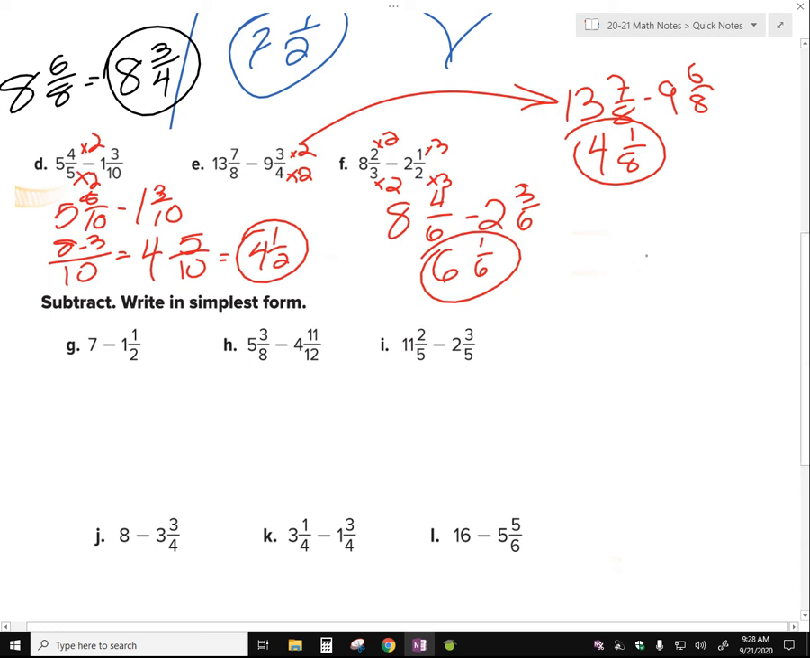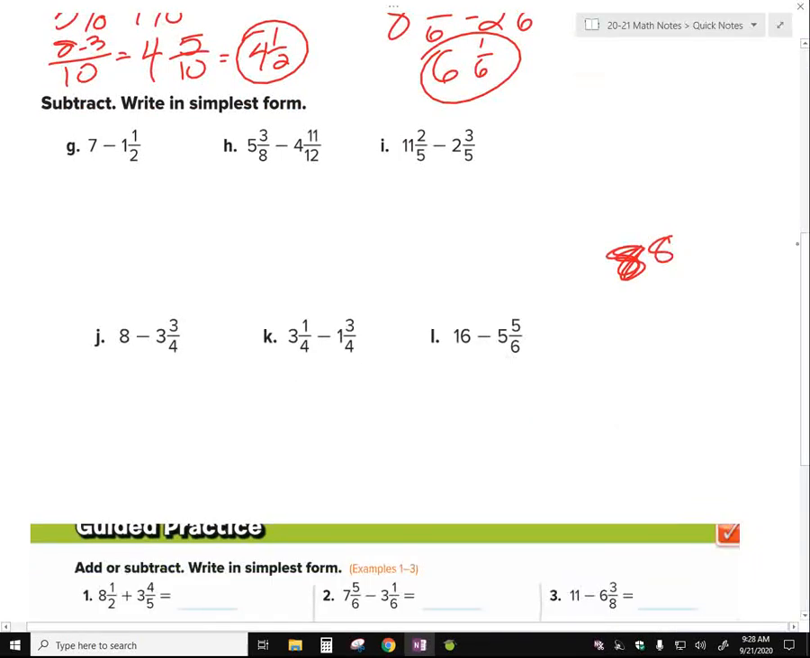If you have 88 88ths, that's the same thing as having 2 over 2. Both of those equal 1. Okay? So that's what it means by borrowing from another one. I'll show you this one.